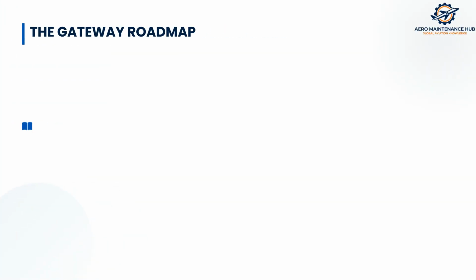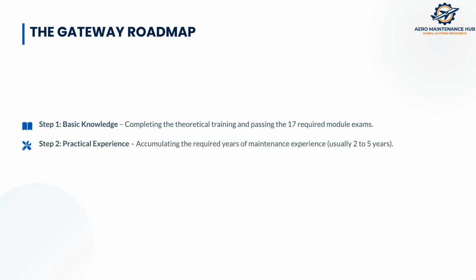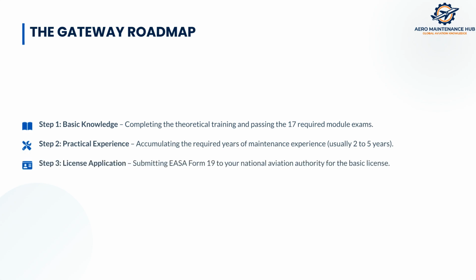The roadmap to licensing involves 4 steps: completing theoretical training and passing 17 module exams, accumulating practical experience, submitting EASA Form 19 for the basic license, and finally, obtaining a type rating for specific aircraft models.